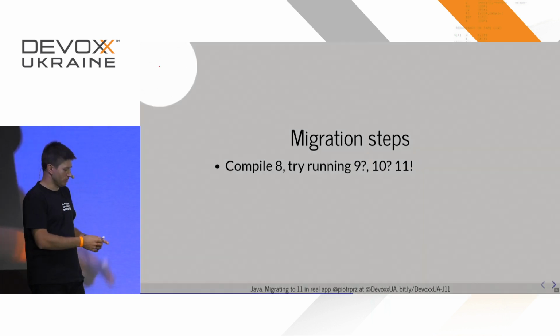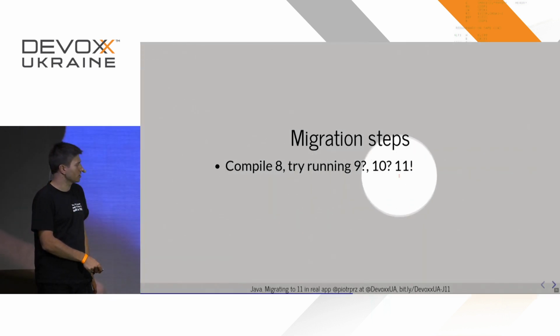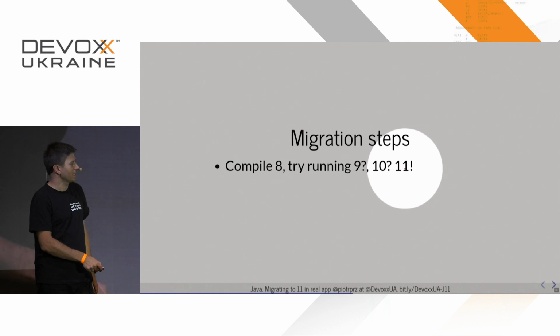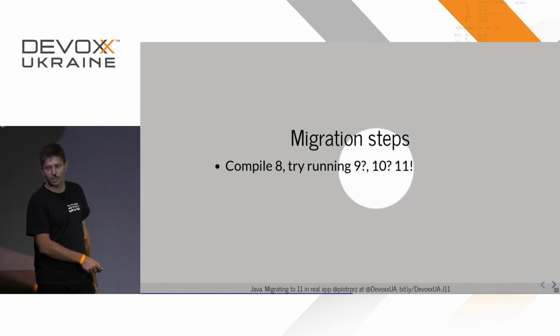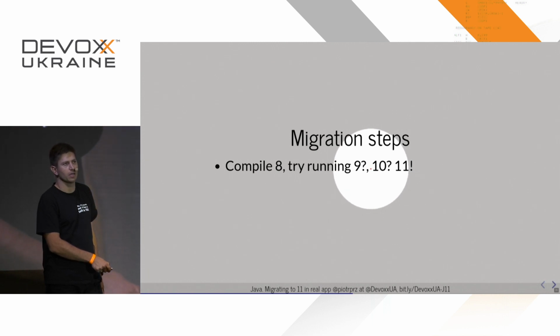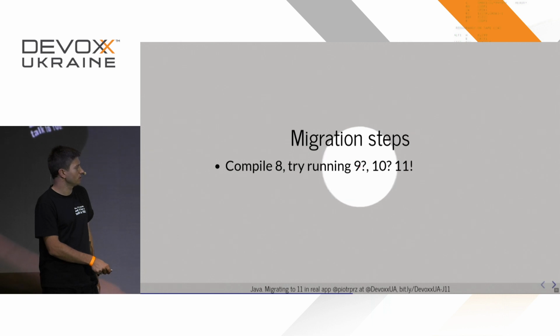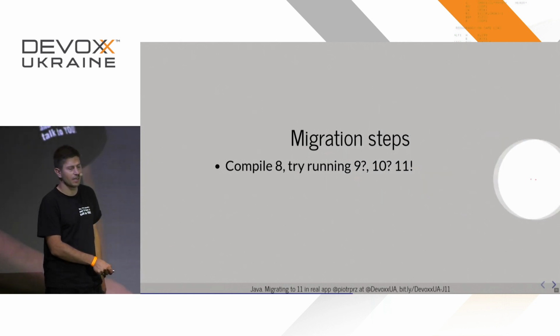Following migration steps: compile still for target version 8. And of course, try to run using version 11. If your application is heavily using this Java EE/Jakarta EE things or the packages from Java starting with javax, you might want to just do it with steps, like with Java 9 or 10.